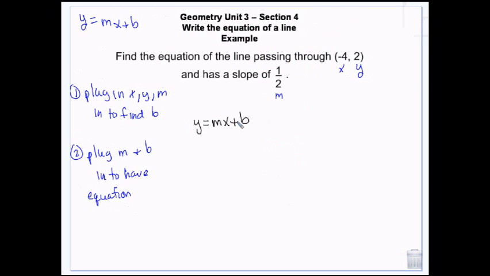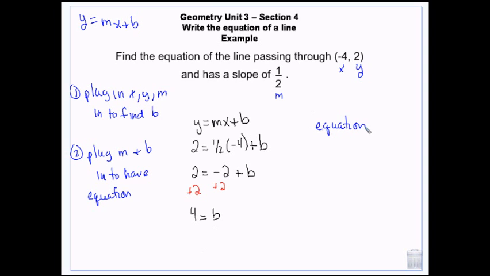So we've got y equals mx plus b. I have x, I have y, I have m. So I plug in y, m, and x. Half of negative 4 is negative 2. Add 2 to both sides, and b equals 4. So then my equation is y equals mx plus b. Where'd you get negative 2 from? Oh, half of negative 4.